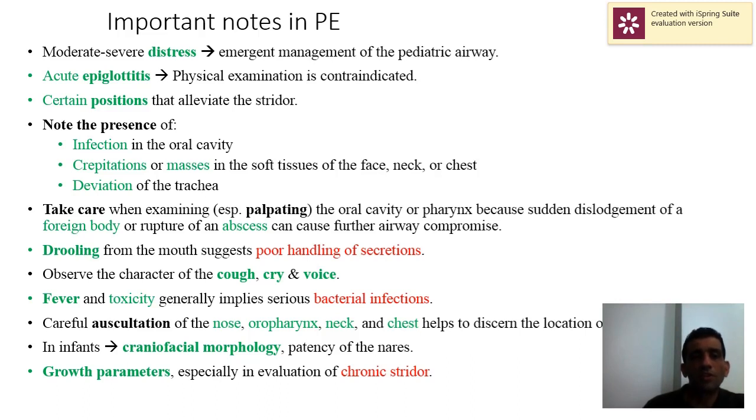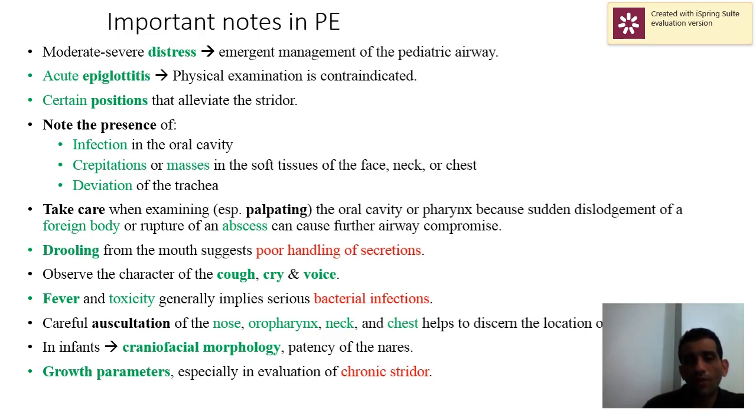Note certain positions that alleviate the stridor. Note the presence of infection in the oral cavity, crepitation or masses in the soft tissue of the face, neck, and chest, and deviation of the trachea. Take care when examining or palpating the oral cavity and pharynx, because sudden dislodgement of a foreign body or rupture of an abscess can cause further airway compromise. Drooling from the mouth suggests poor handling of secretions.